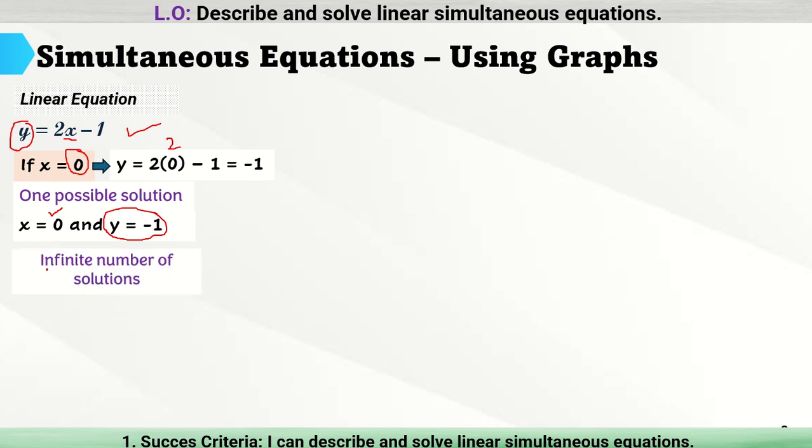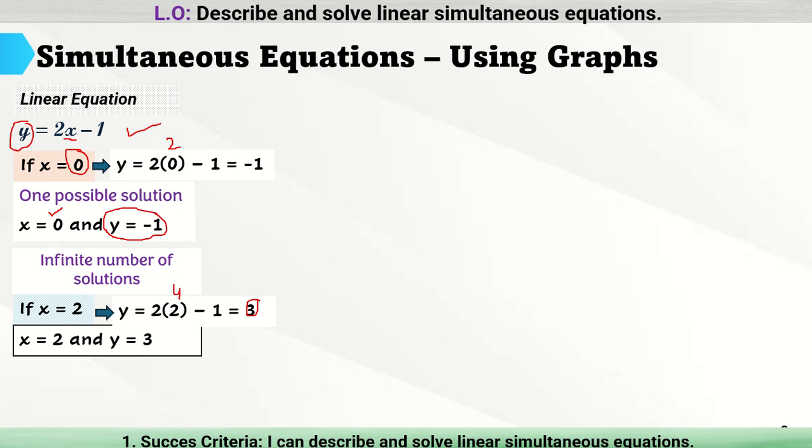In this way, I can have an infinite number of solutions. I can consider different values of x to get the value of y. Okay, now let's suppose x is 2. So if x is 2, then 2x minus 1 will be equal to 2 times 2 minus 1, because x is 2. So 2 times 2 is 4, 4 minus 1 is 3. Now what is my solution set? My solution pair is x equals 2, which I considered, and y equals 3, which I got after substitution.